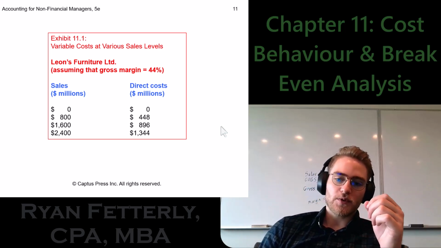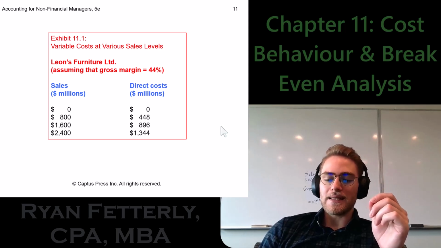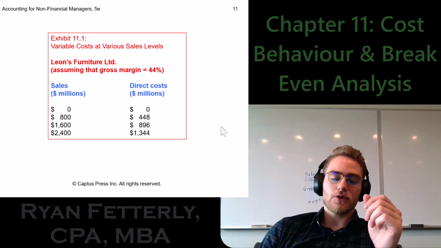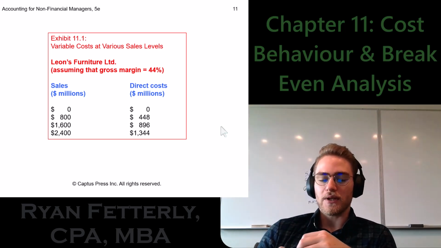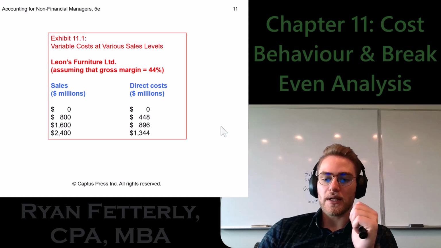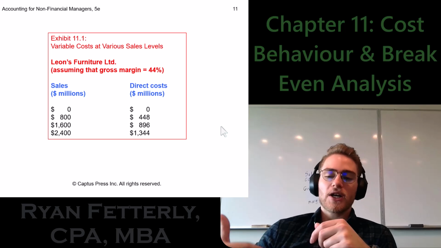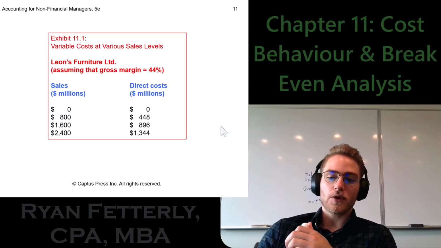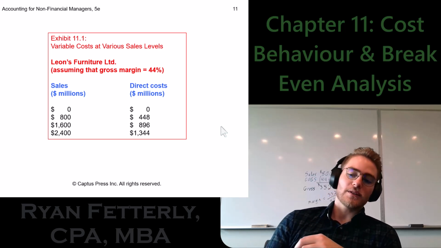Say we double that, we go up to 1.6 billion dollars in sales. Well, we're going to need 896 million dollars worth of inventory to do that. And it's at the exact same relationship because it's going up on a linear basis. And then to sell $2.4 billion in sales, we would need 1.34 billion in inventory purchased. So every time sales doubles, the direct cost doubles in perfect proportion. Every time sales goes up by $1, direct costs go up by 44 cents.